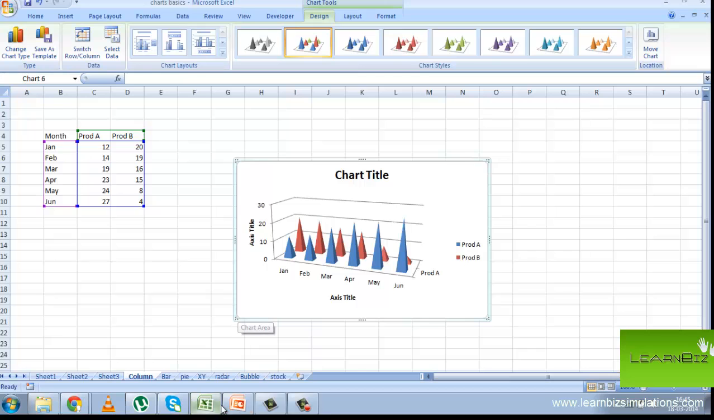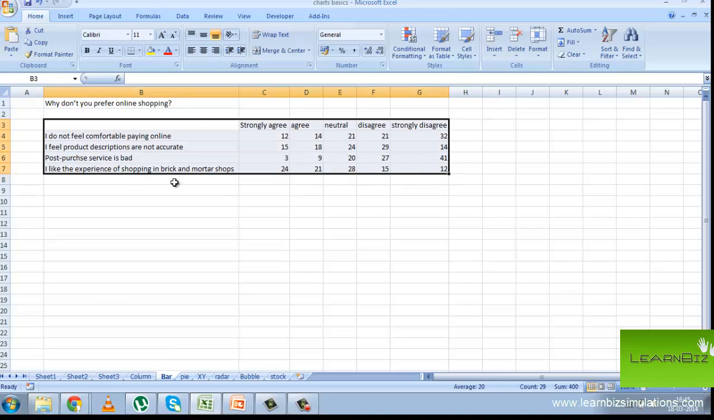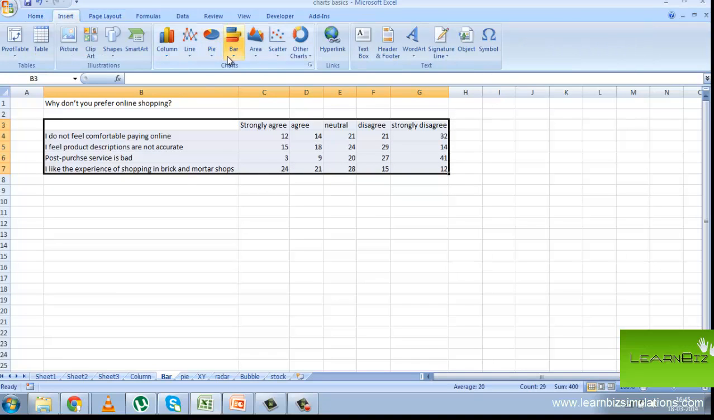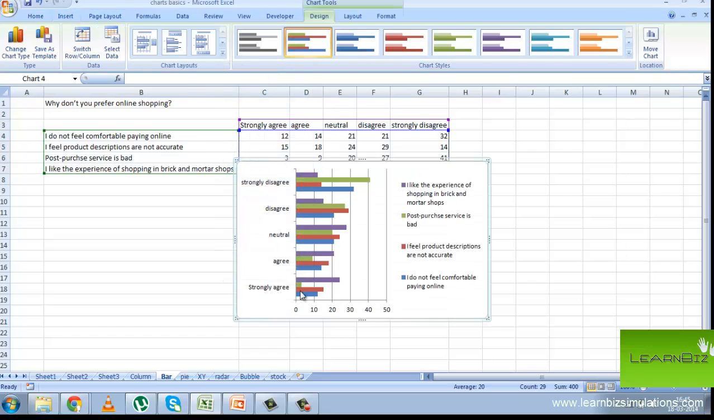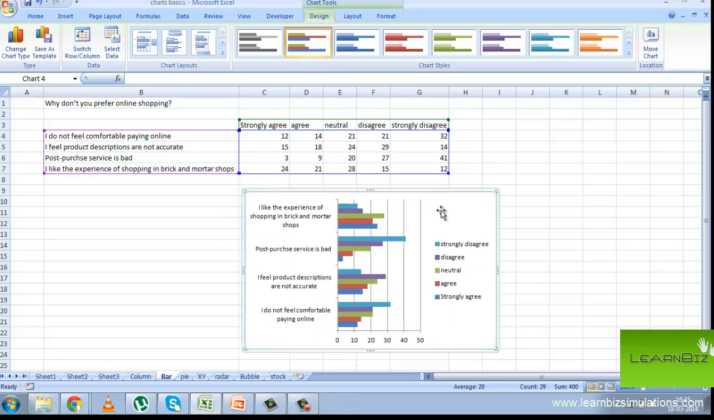Next, we look at a bar chart. A bar chart is essentially a column chart that has been rotated 90 degrees clockwise. One distinct advantage to using a bar chart is that the category labels may be easier to read. If the category labels are lengthy, displaying them legibly with a column chart would be difficult.